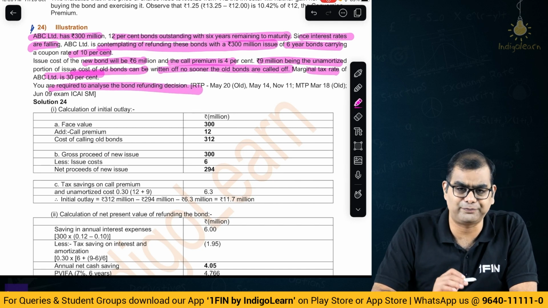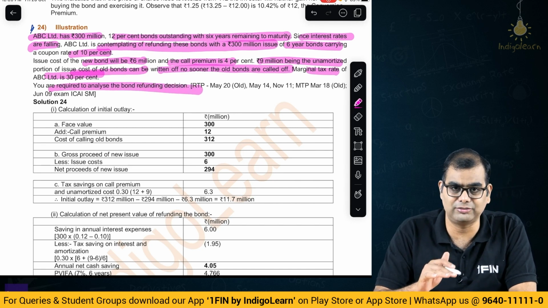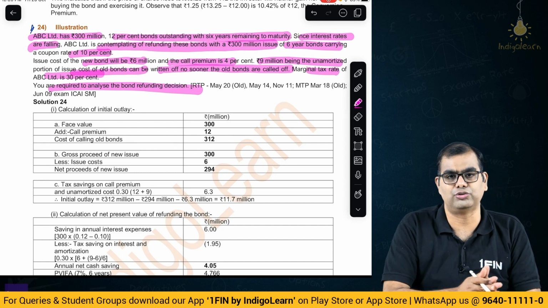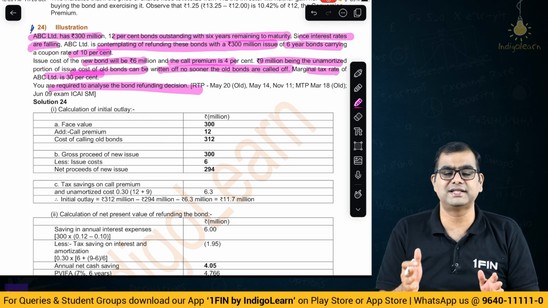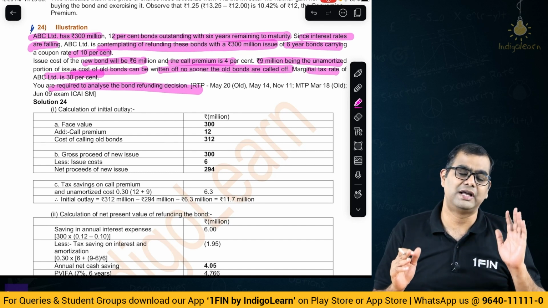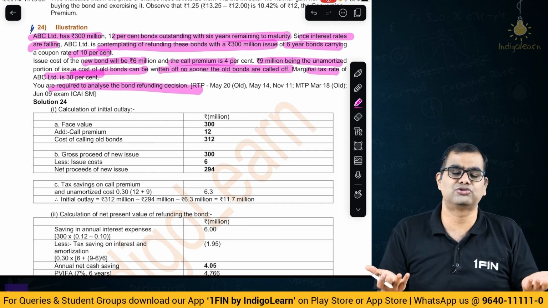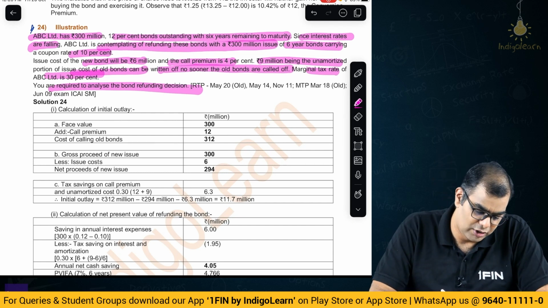So what is happening here? This is a very working-oriented problem. You have an old issue and a new issue. In the old issue there are some benefits, in the new issue there are some benefits. You have to do a cost-benefit analysis after considering the lower interest cost. And if the value of all the benefits exceeds the cost, then you can say, yes, of course, go ahead with refinancing. So how do we do it?